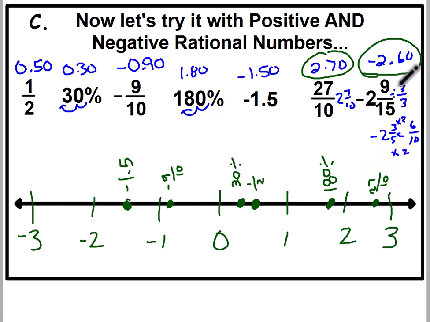And then we have the -$2.60. Here's -2. -2.50 would be right here, so -2.60 would be a little bit further. And the original rational number was -2 9/15. All right, Bobcats, good job. That's how we order rational numbers on a number line.